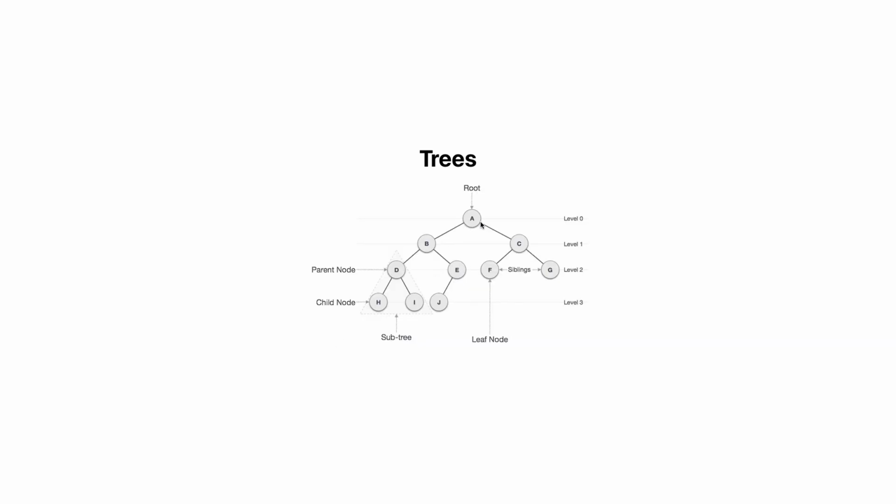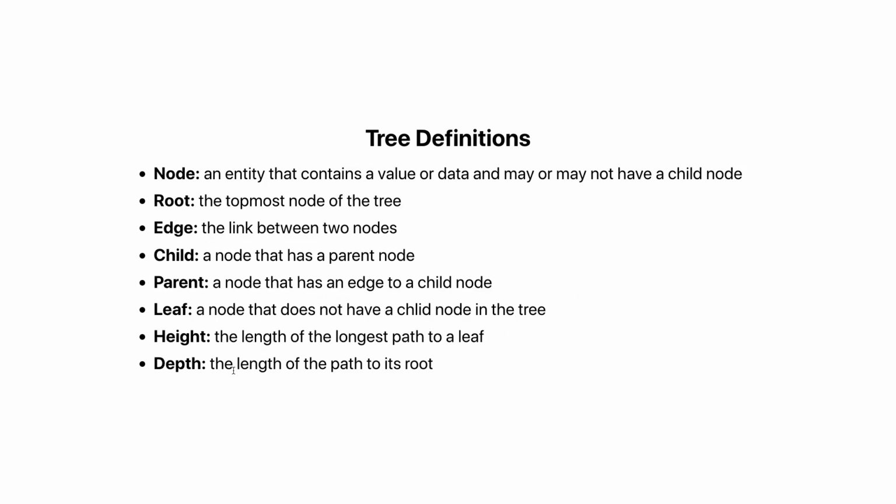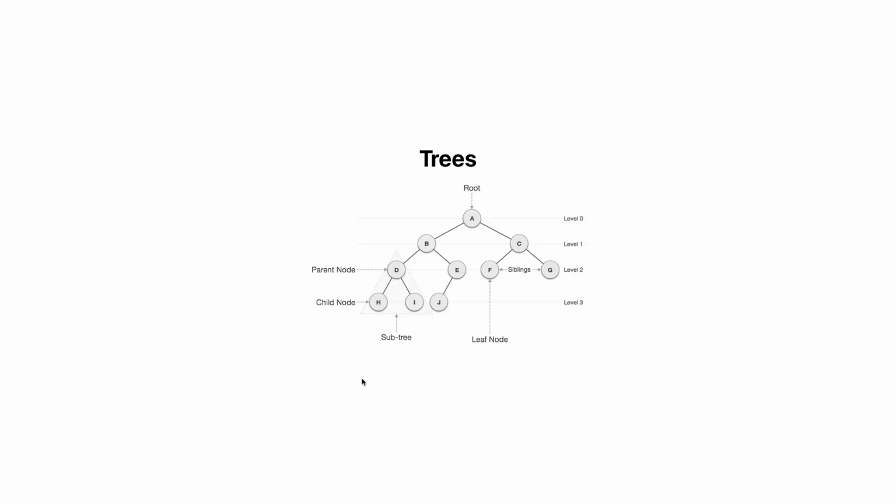In our example, if we wanted to see the height, we could go A, B, E, J. That's the longest path. There are other ones that are the same length of 3, but that's how long the path is. So we would say that this tree has a height of 3. But then the depth is the length of the path to the root. G is at level 2, so its depth is 2.